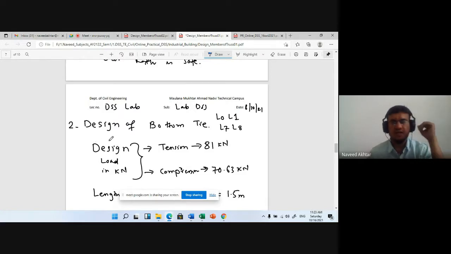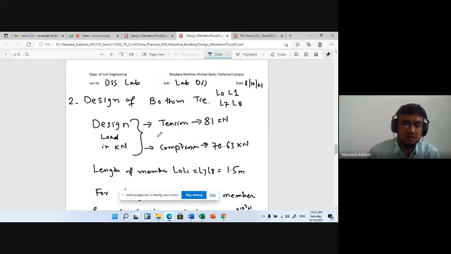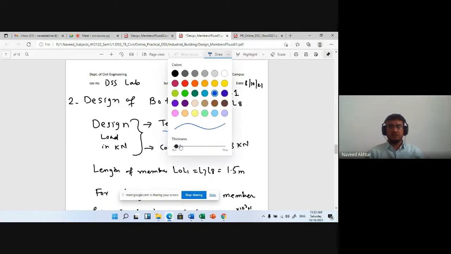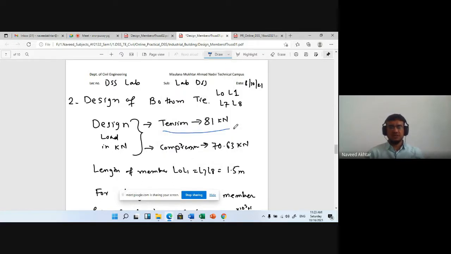Design of bottom tie also we have completed. The worst combination is coming on the L0, L1 and L7, L8 members. For that also we have written the maximum tension and compression on that member, because the bottom tie in gravity loading is a tension member, that's why the value of tension is large, you can see here, and the value of compression is small, you can see here.